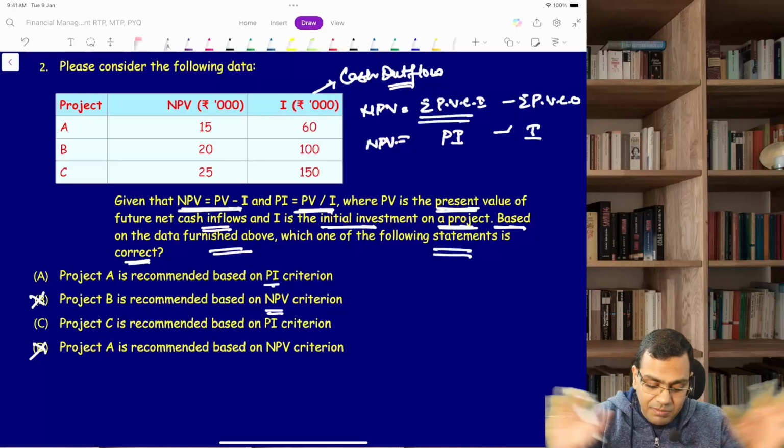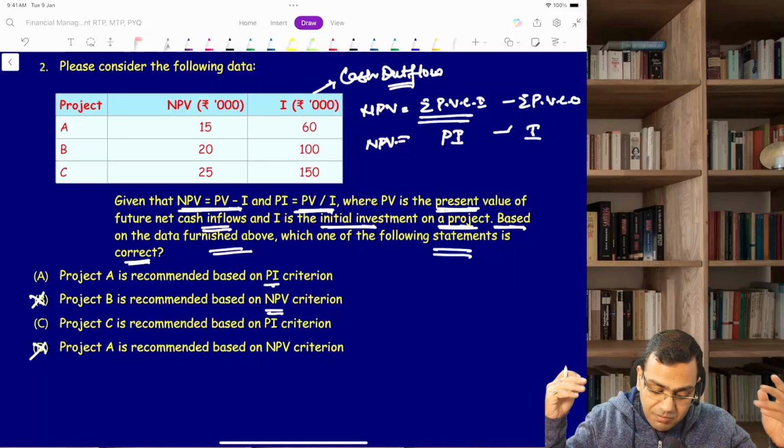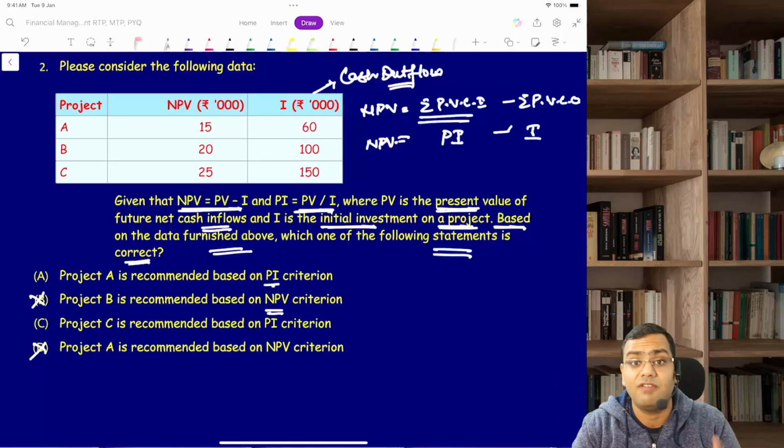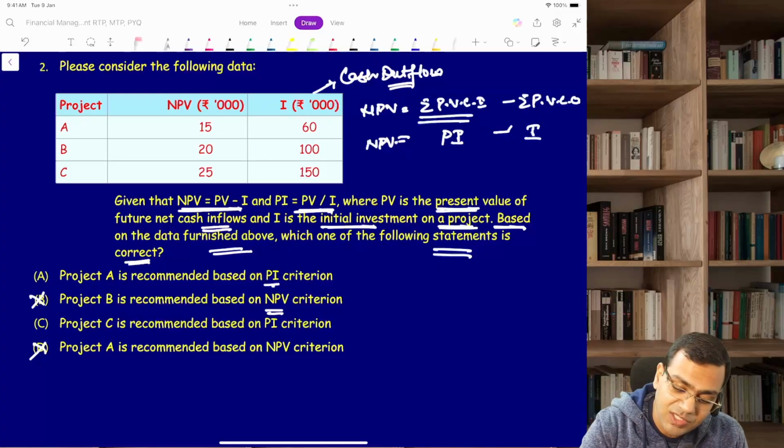So option B is gone, option D is gone. What is left is PI. Now we need to calculate PI. For PI, what you need to calculate first is PI.